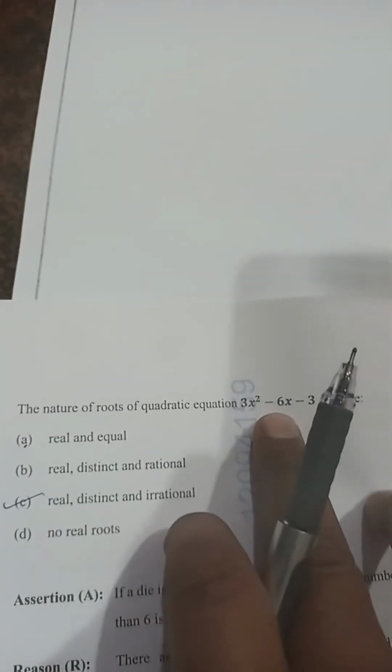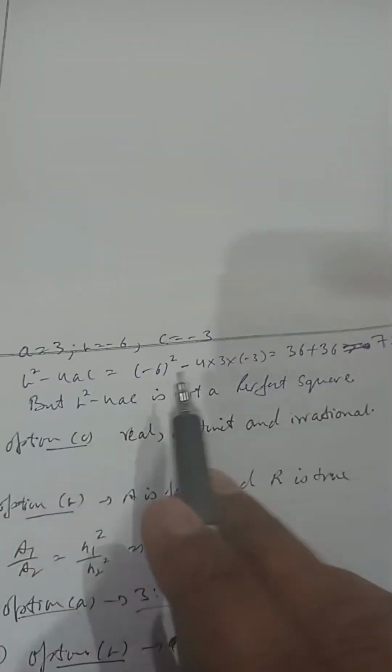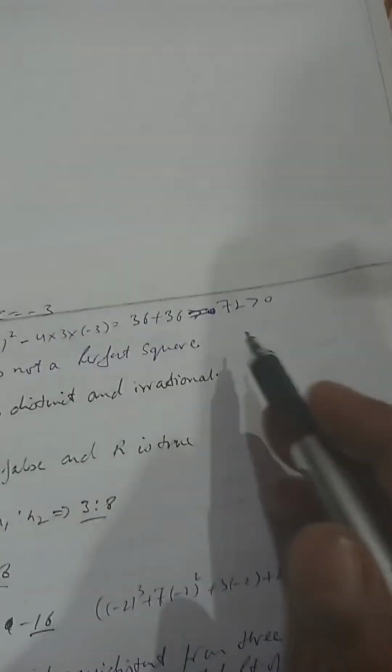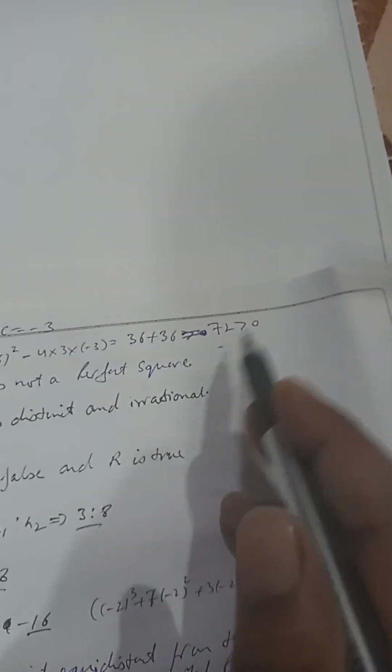Now come to this ninth part. Nature of root of the quadratic equation we have to find, and the equation is 3x square minus 6x minus 3 equals 0. And we know that the nature of root depends upon the value of b square minus 4ac. So here, value of a is 3, value of b is minus 6 and value of c is minus 3. So when we find out the value of b square minus 4ac, that is minus 6 whole square, minus 4 into 3 into minus 3, so we get 72.